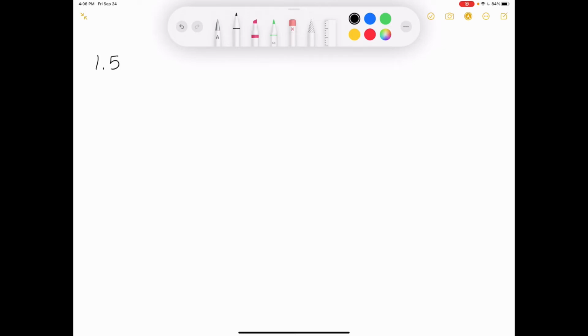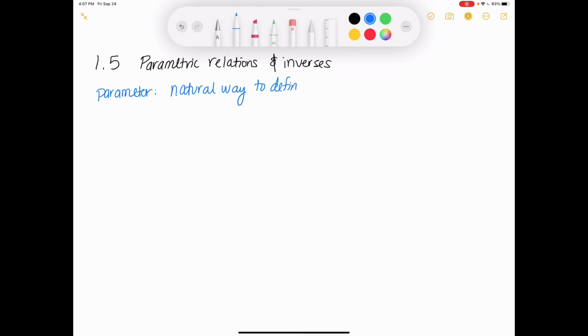1.5, parametric relations and inverses. So a parameter is a natural way to define functions or relations.